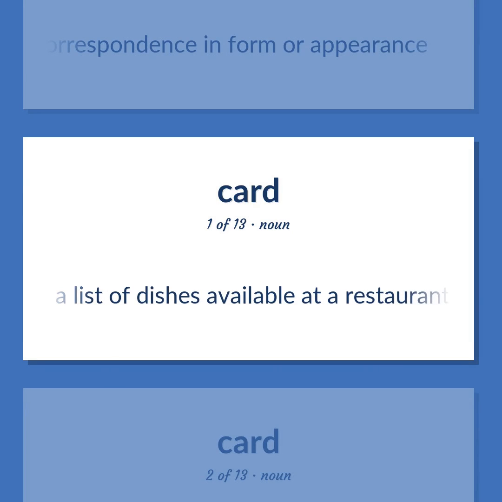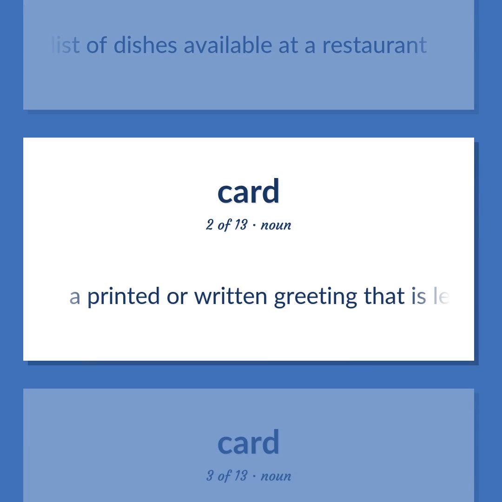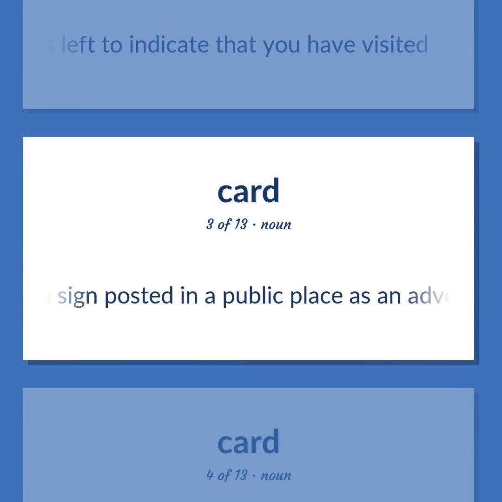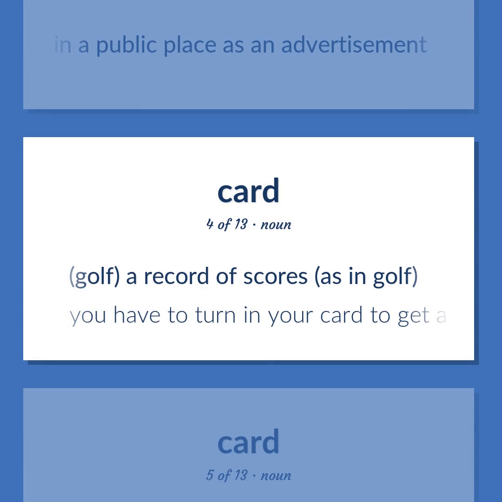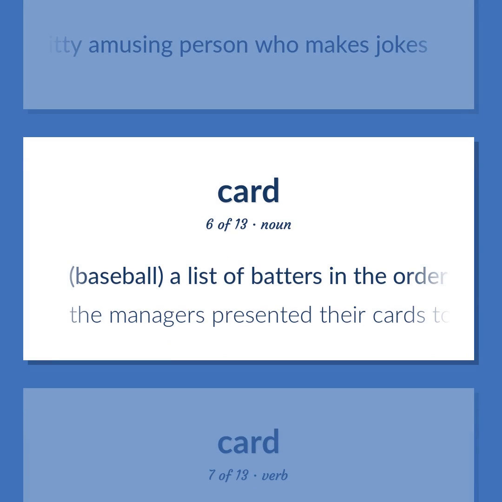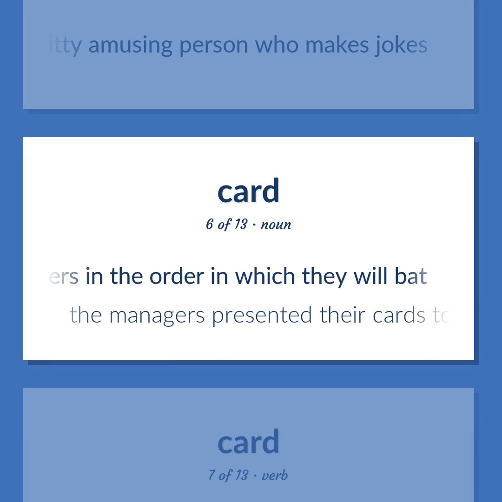A list of dishes available at a restaurant. A printed or written greeting that is left to indicate that you have visited. A sign posted in a public place as an advertisement. Golf. A record of scores, as in golf. You have to turn in your card to get a handicap. A witty, amusing person who makes jokes. Baseball. A list of batters in the order in which they will bat. The managers presented their cards to the umpire at home plate.